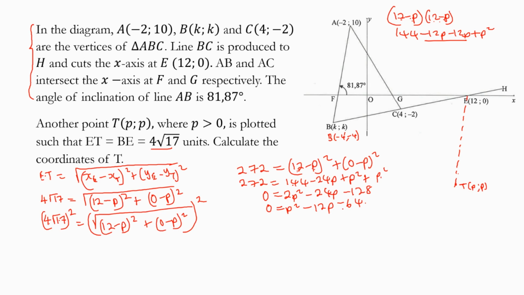If it's giving you problems, you can even use the quadratic formula. So 0 is equal to (p minus 16) times (p plus 4). Therefore p is equal to 16, or p is equal to negative 4. But remember, they said p is greater than 0, so this one is not applicable. So therefore T has the coordinates x coordinate of 16 and y coordinate of 16.